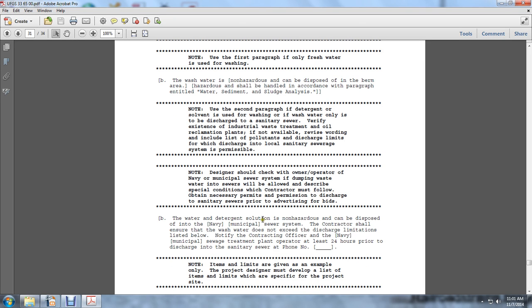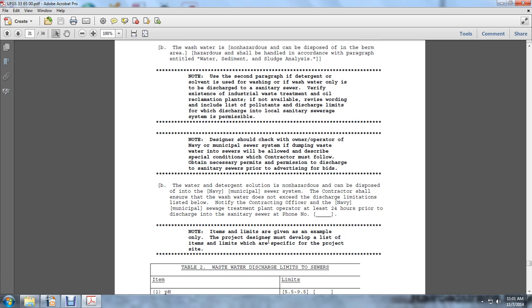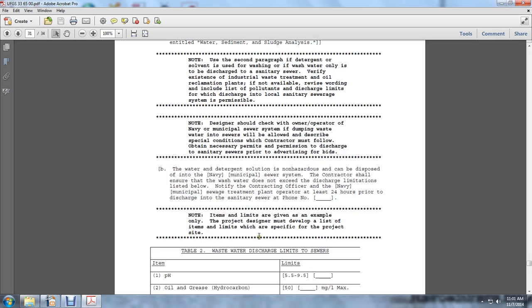The water and detergent solution, if not hazardous, can be disposed of in the Navy municipal sewers, and the contractor shall ensure that the water does not exceed the discharge limitations listed, notifying the contracting officer or the Navy municipal sewage treatment plant operator at least 24 hours prior to the discharge to the sanitary sewer at the phone number blank. Items listed are given by example only. The project designer must develop the listed items and specify them in the project.